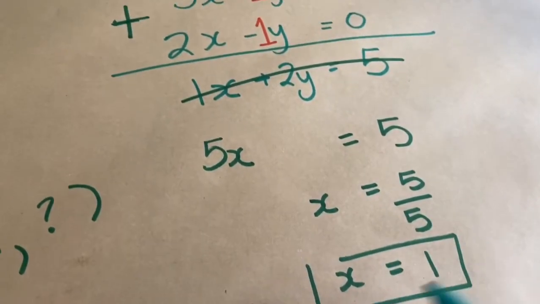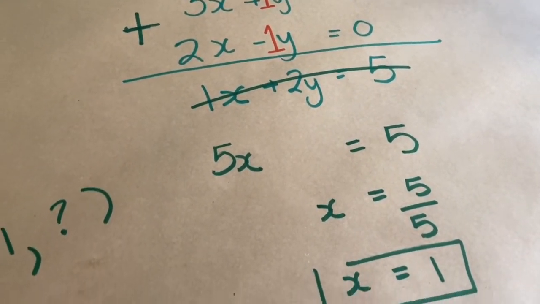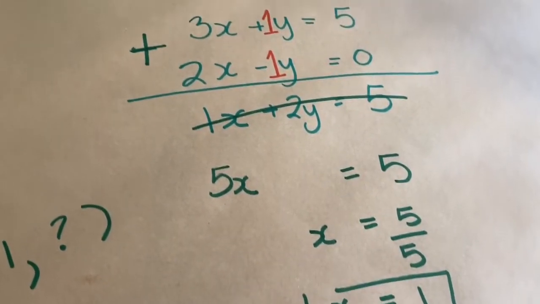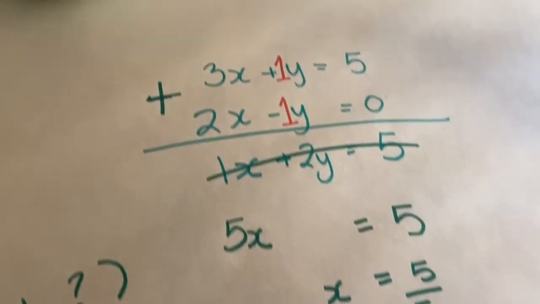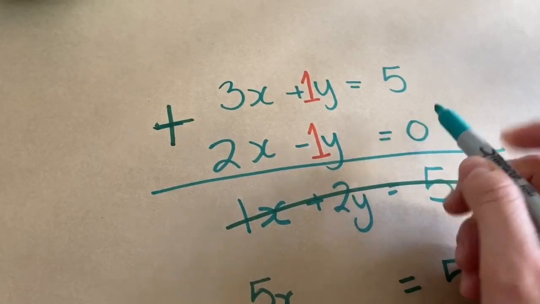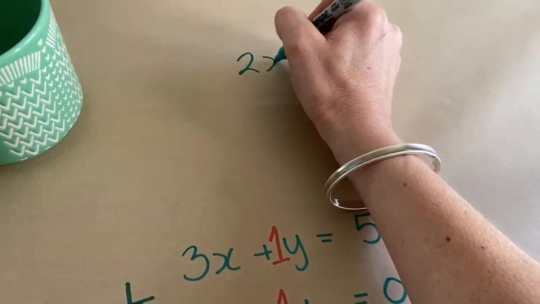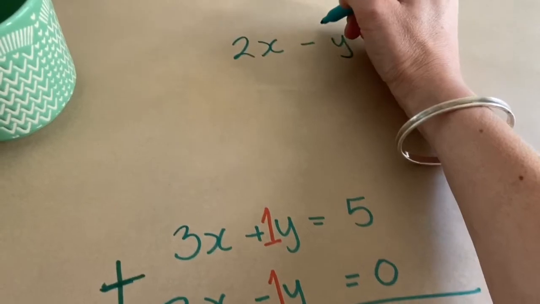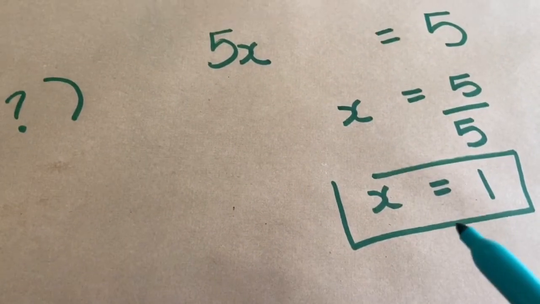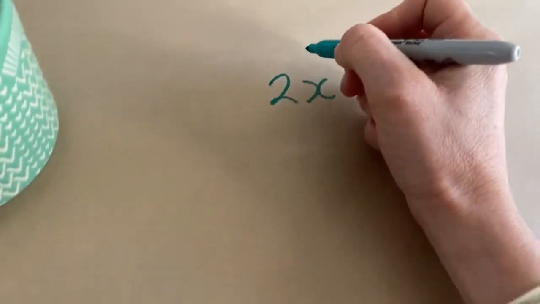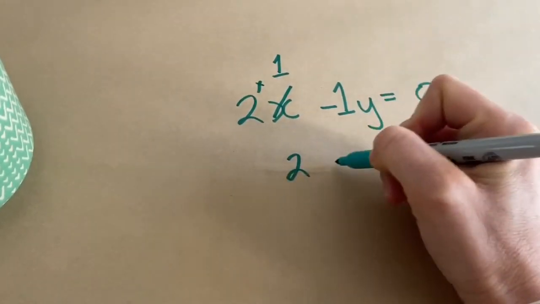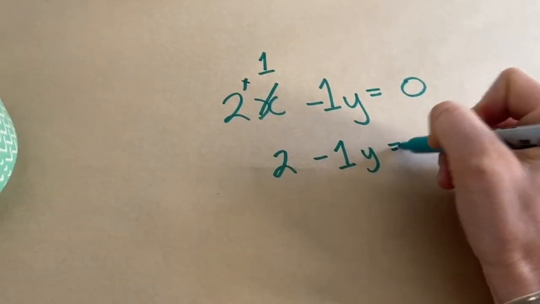I'm going to take this x is equal to 1, and just like I did in substitution, I'm going to put it in either one of the equations to find the y. And I think I said before that I always like to use the easier equation. I feel like this one's easier because it has a 0 on this side. So I'm going to write down 2x minus y, or minus 1y, is equal to 0. I know that my x is equal to 1, so I'm going to cross off this x and put a 1 here. 2 times 1 is equal to 2, minus 1y is equal to 0.